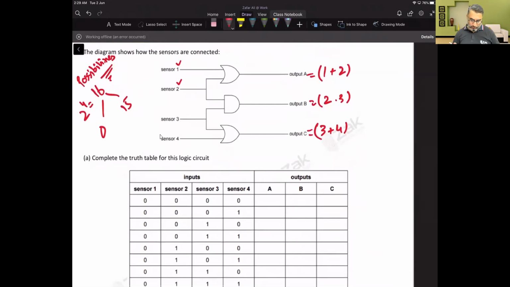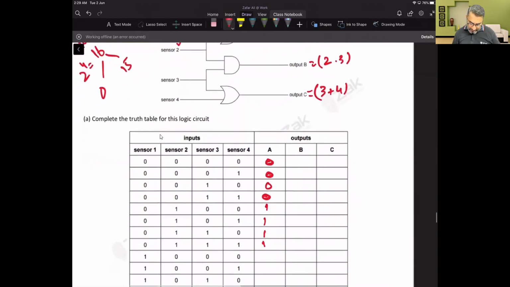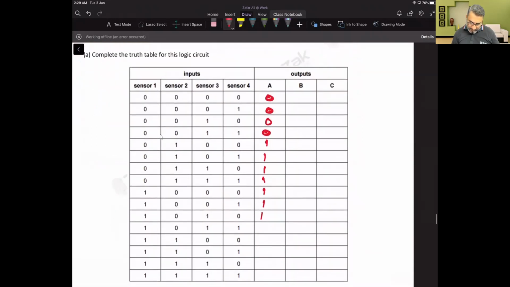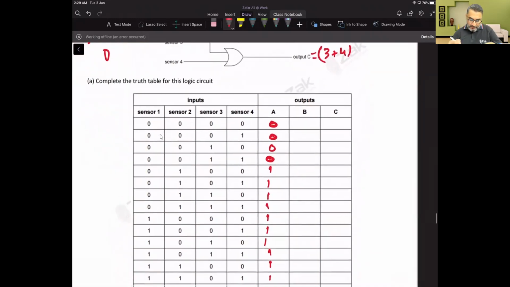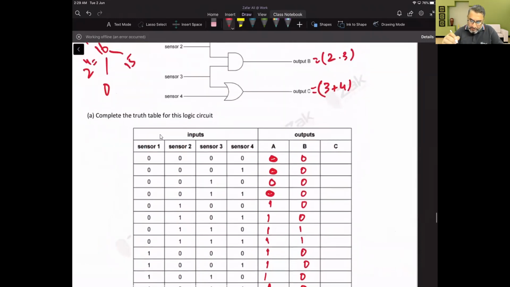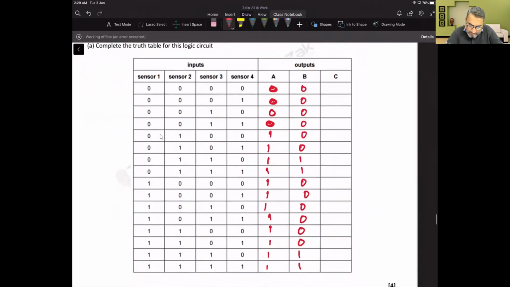So sensor 1 or 2, this is 0, 0, 0, 0, 1, 1, 1, 1, 1, 1, 1, 1, 1, 1, 1. So this is A. Sensors 2 and 3 are ANDed: 0, 0, 0, 0, 0, 0, 1, 1, 0, 0, 0, 0, 0, 0, 1, and 1. 3 plus 4, C: 0, 1, 1, 1, 0, 1, 1, 1, 0, 1, 1, 1, 0, 1, 1, and 1. That is how it will be solved.